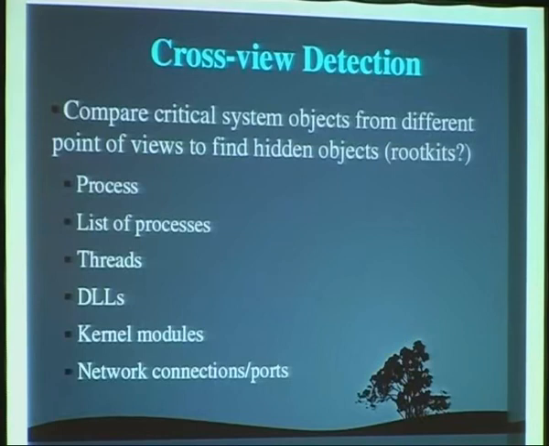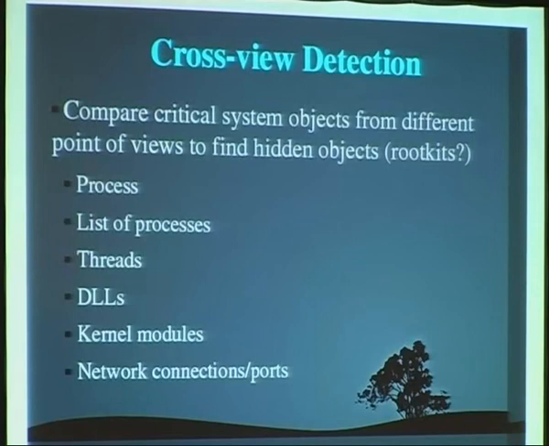Besides baseline detection, we have another detection method named cross-view detection. The idea is that usually when the attacker installs a rootkit inside your system, the rootkit will try to modify your view, so you don't see the rootkit anymore. But usually the rootkit is not perfect, so if the rootkit modifies something and you don't see it anymore, you can still see that information from another view.